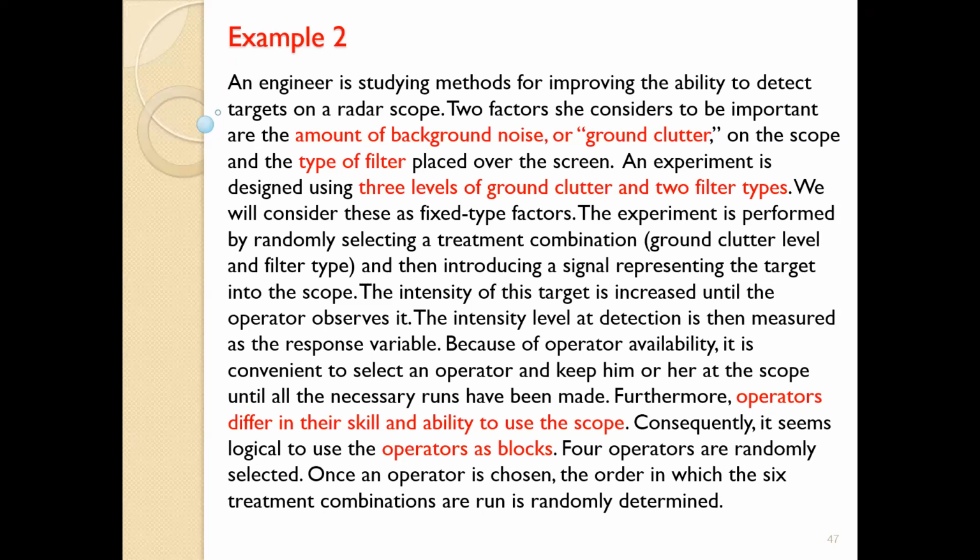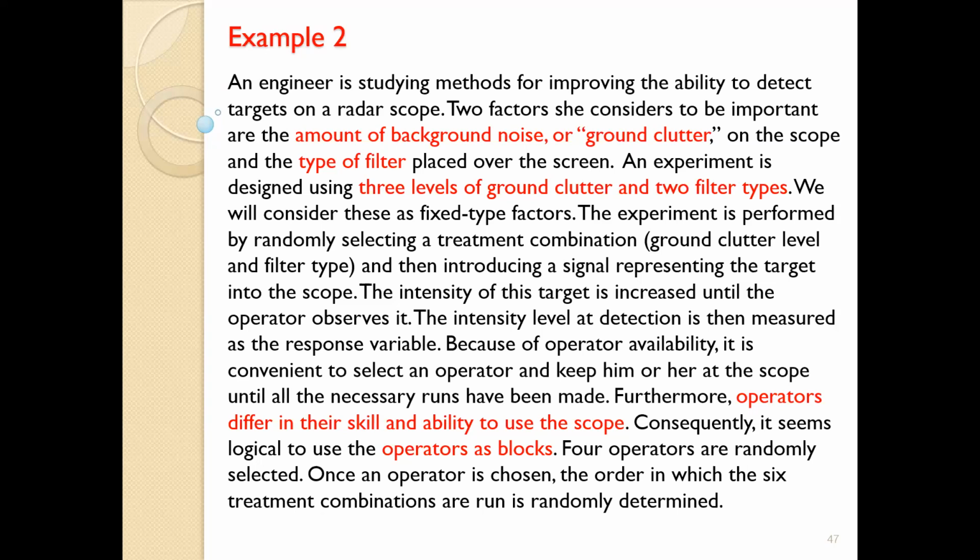The intensity of this target is increased until the operator observes it. For this case, we check with the operator. That means different operators, and the operator is blocked. The operator is convenient to select, and keep the partner as the operator refers to their skill and ability to use the scope.